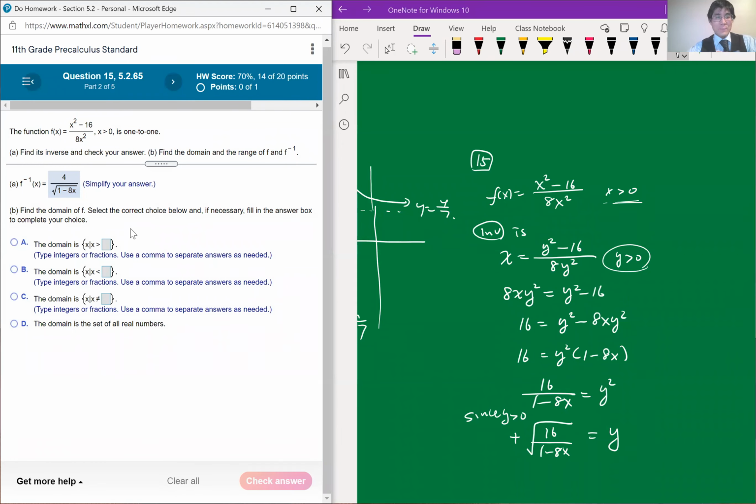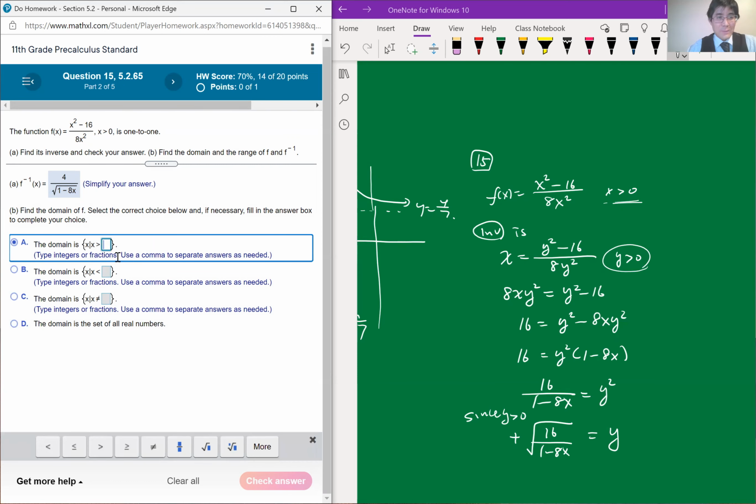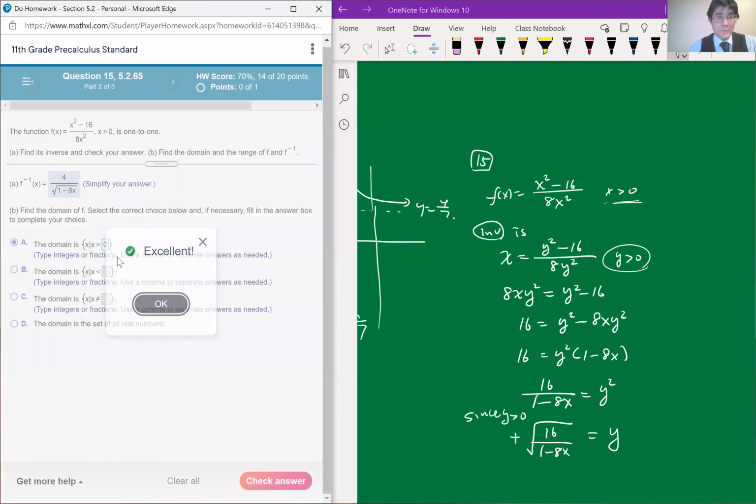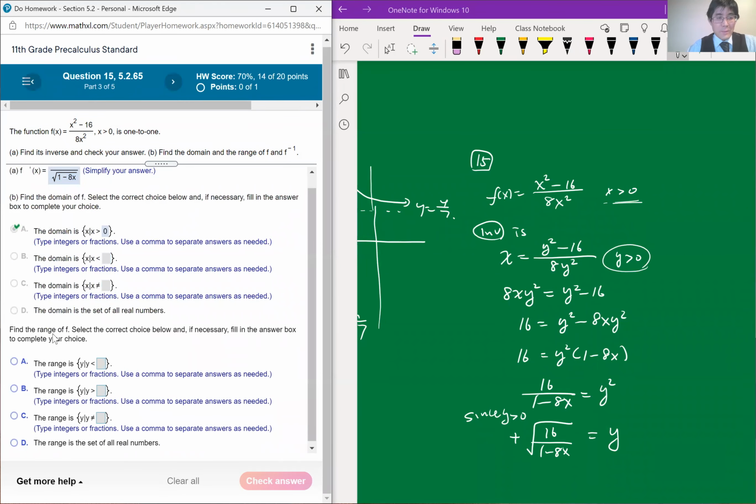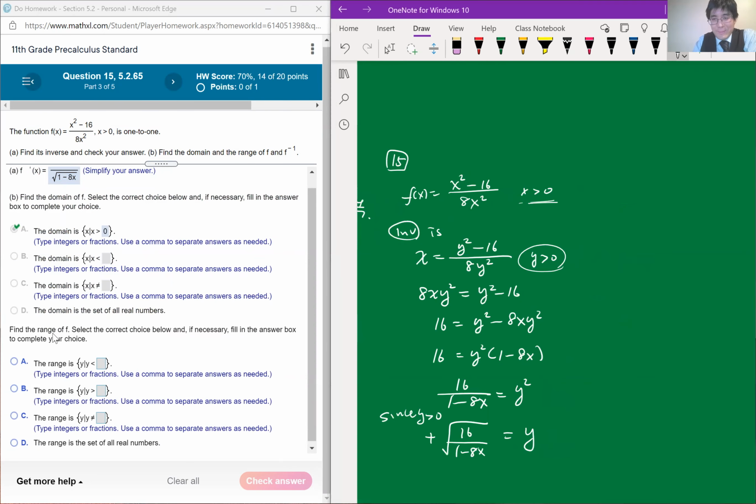Now think about the domain. The domain is already stated here: x is greater than 0. Now the range of f. The range of f will be hard.